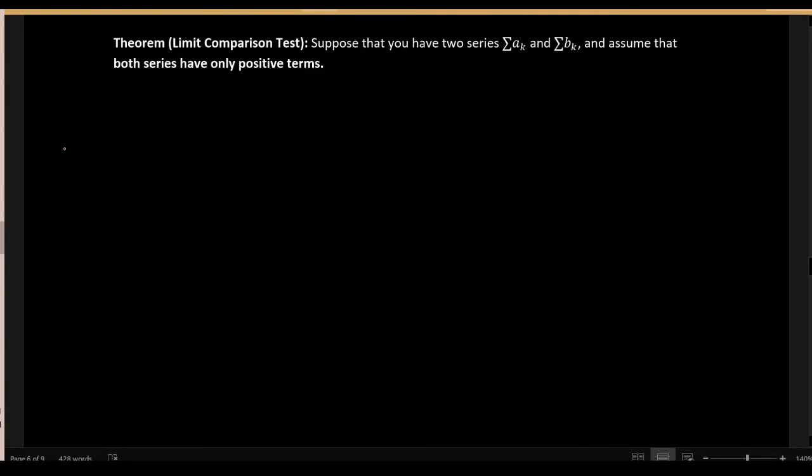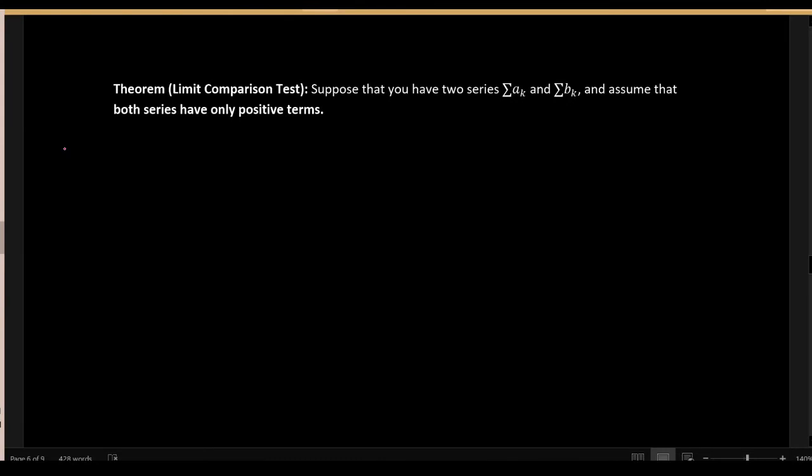We have two series. We have the sum of a sub k and we have the sum of b sub k. And just as in direct comparison test, usually we have some information about one of these series. Maybe this one is understood. And then we have some other series which we are trying to understand by comparing it to a series that we do understand.